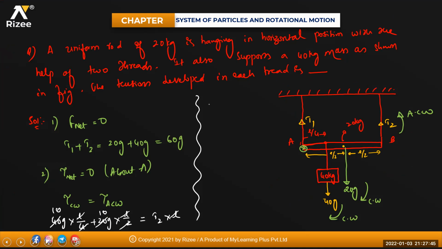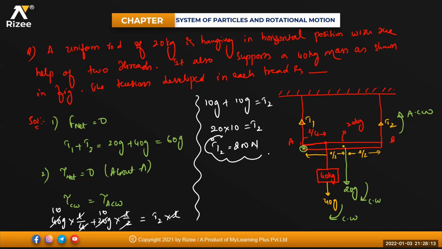So this will be your 10g plus this one is also 20g is equal to T2. So T2, how much am I getting? 10g plus 20g, g value is 10, that is equal to T2. So T2 will be equal to 200 Newton.